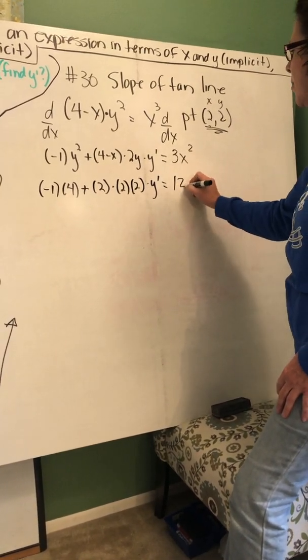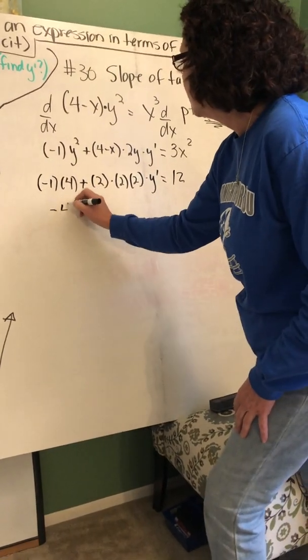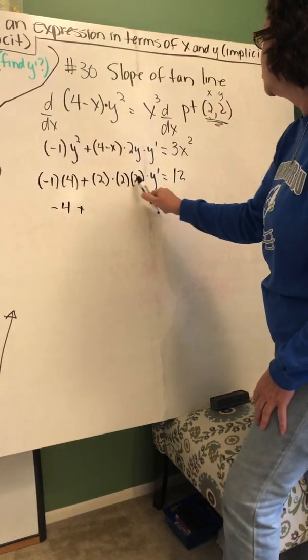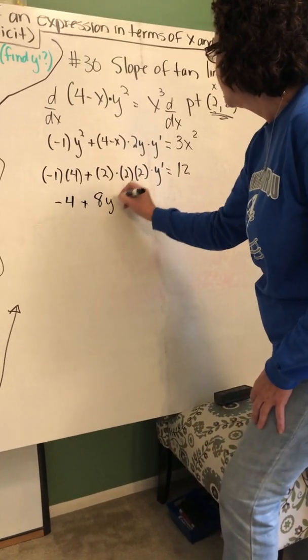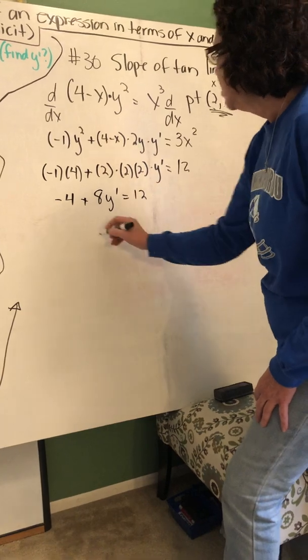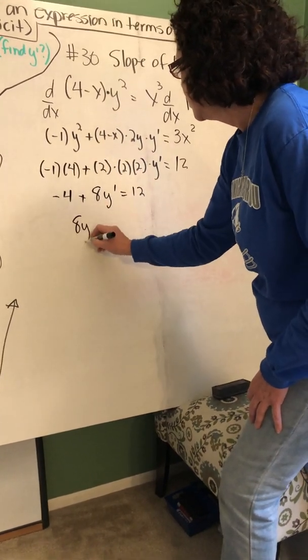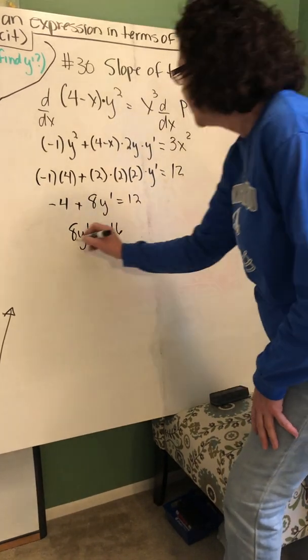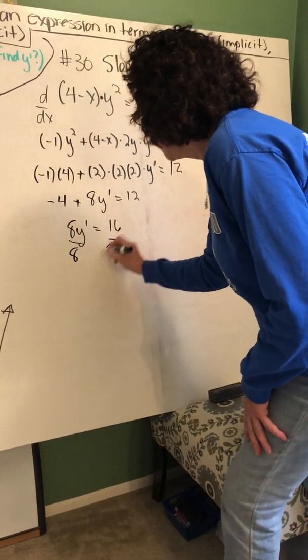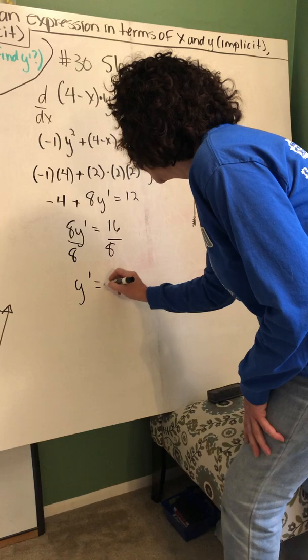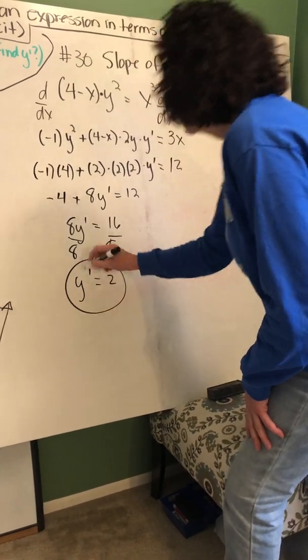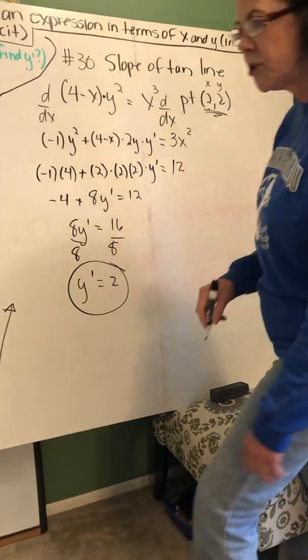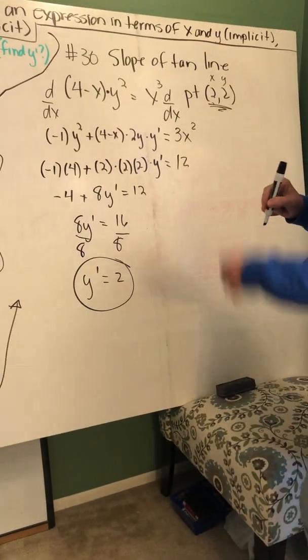when we put a 2 in here, that's 4, 3, we're going to get a 12. Let's take a look. We have a negative 4 plus 2 times 2 times 2 is 8y prime equals 12. Add a 4 to both sides equals 16, right? And divide by 8. There we go. Y prime equals 2. So on the cissoid that they show at the point 2, 2, that tangent line would have a slope of 2.